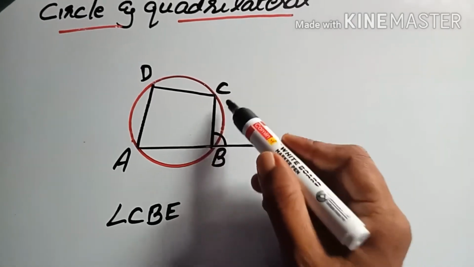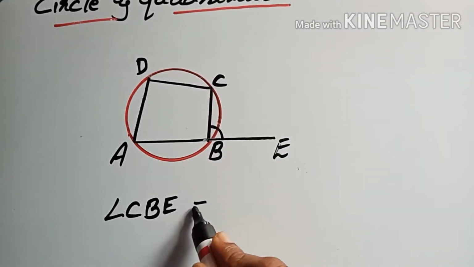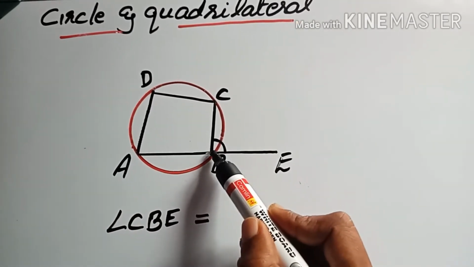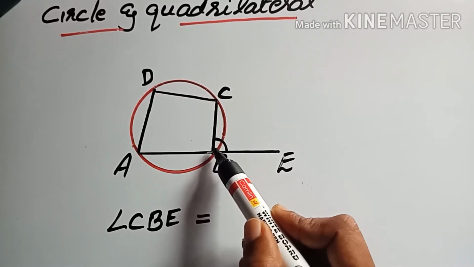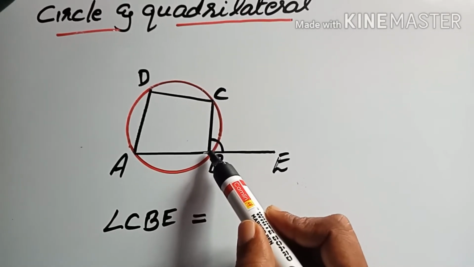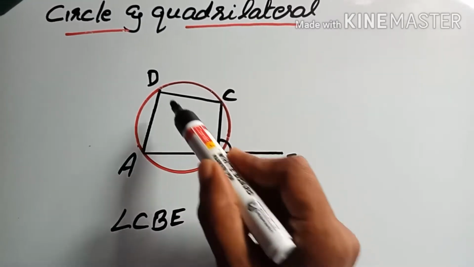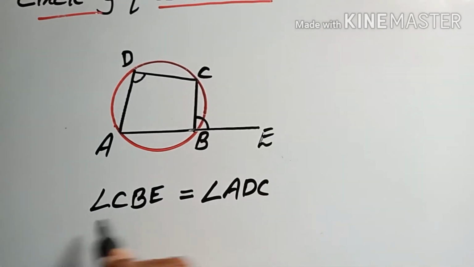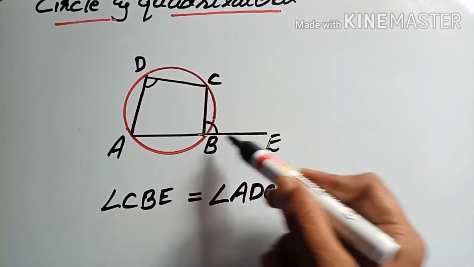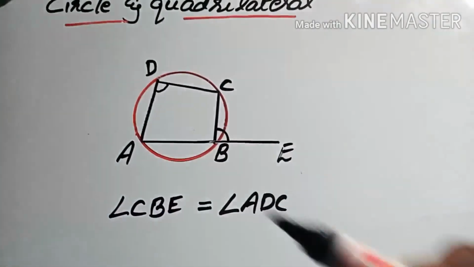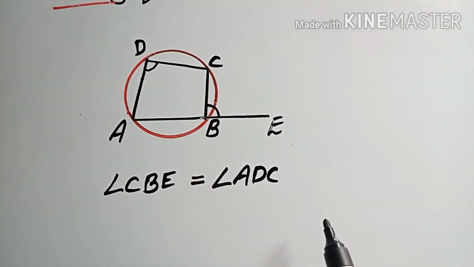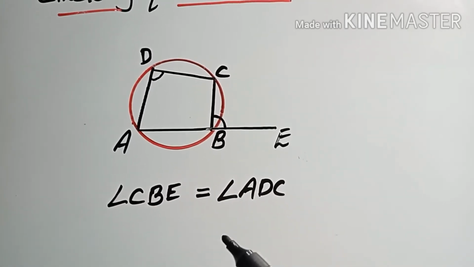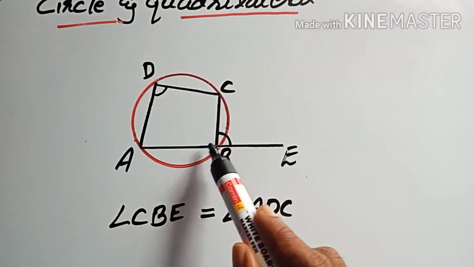We need to prove that this angle CBE is equal to the inner angle at the opposite vertex. Here B is the vertex we are considering for the outer angle, so the inner angle at the opposite vertex will be this angle, that means angle ADC. This we need to prove: angle CBE is the same as angle ADC. In order to prove this, we know opposite angles of a cyclic quadrilateral are supplementary. Opposite angles here means inner angles.